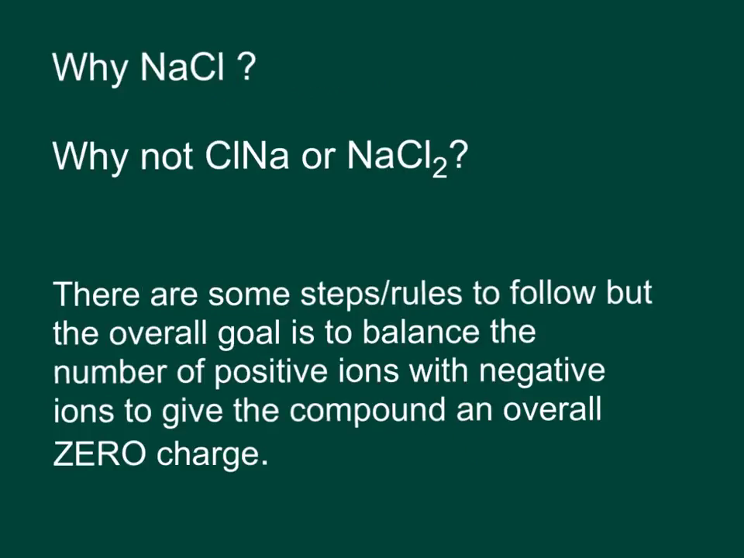Okay, so the first question is, why is it written the way it's written? Why NaCl in this particular case? That's table salt. Why not put the Cl first and then the Na? Or why don't you have a 2? Why do you have a 2 in this one and not in the one above it? There's no 2 there. So there are some steps or rules to follow, but the overall goal is to balance the number of positive ions with the number of negative so that you have a 0 charge. Remember, we want to have a 0 charge. That's going to make everybody happy when they don't have a charge.